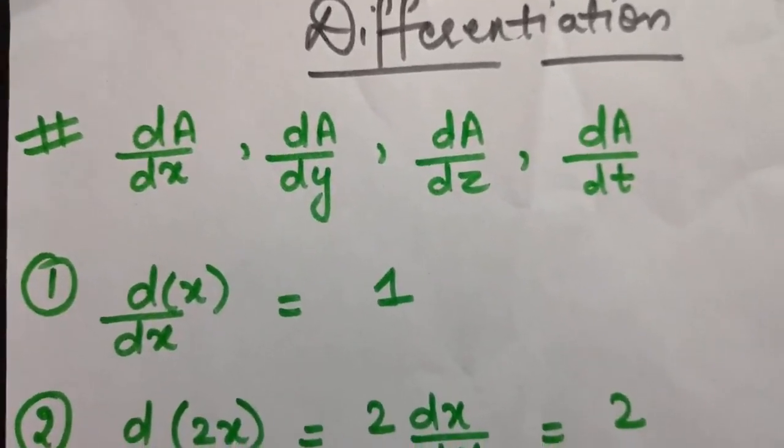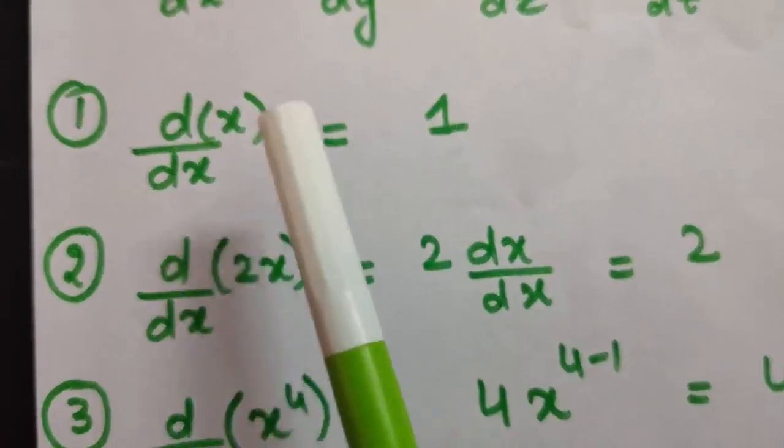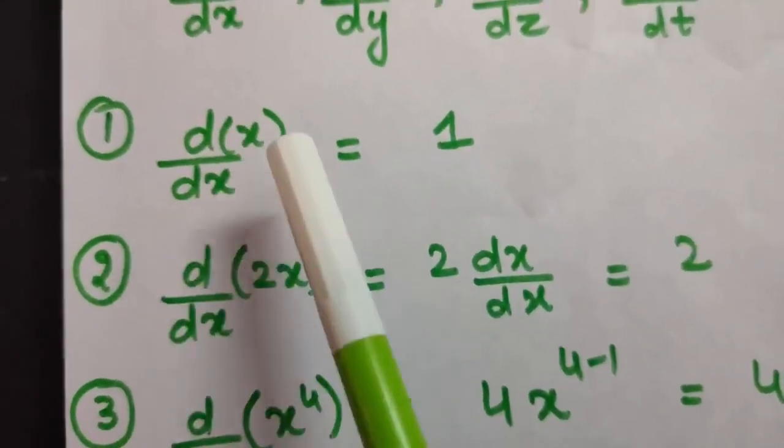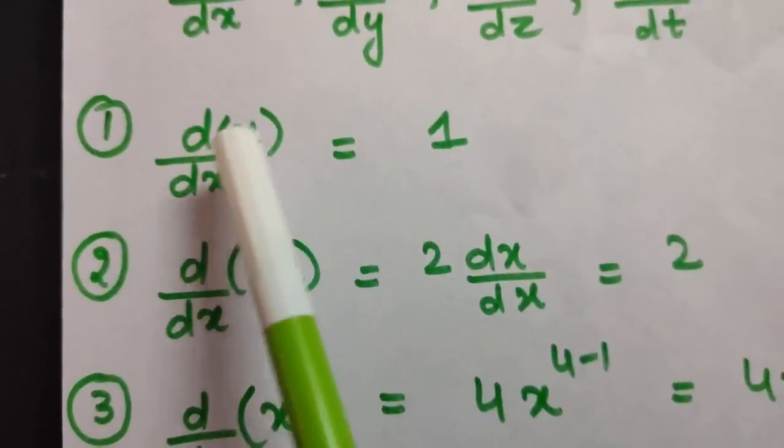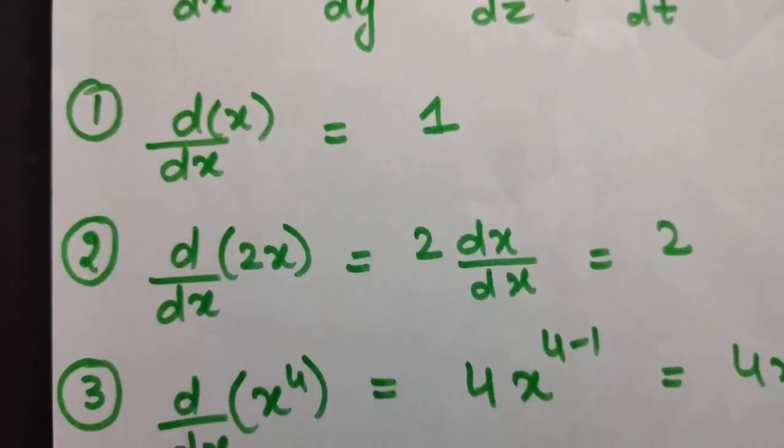Now there are some formulas of differentiation. For example, if I am doing d by dx of x only, that means you have dx upon dx, so that will come to be 1.